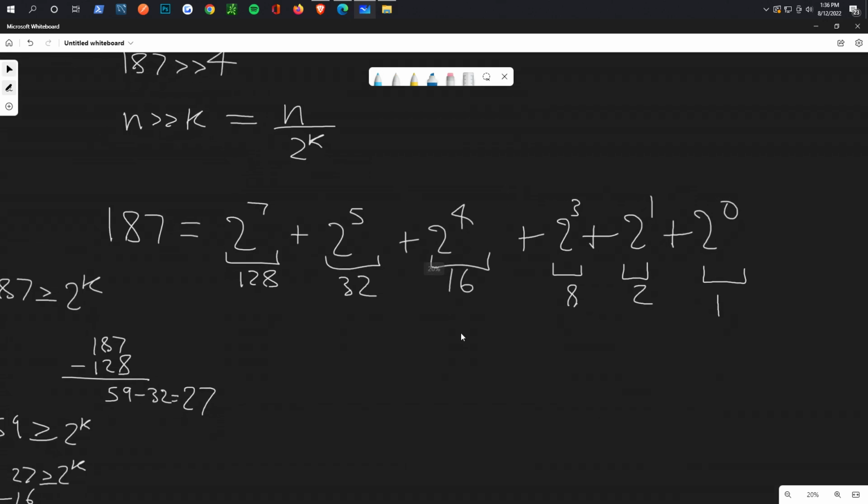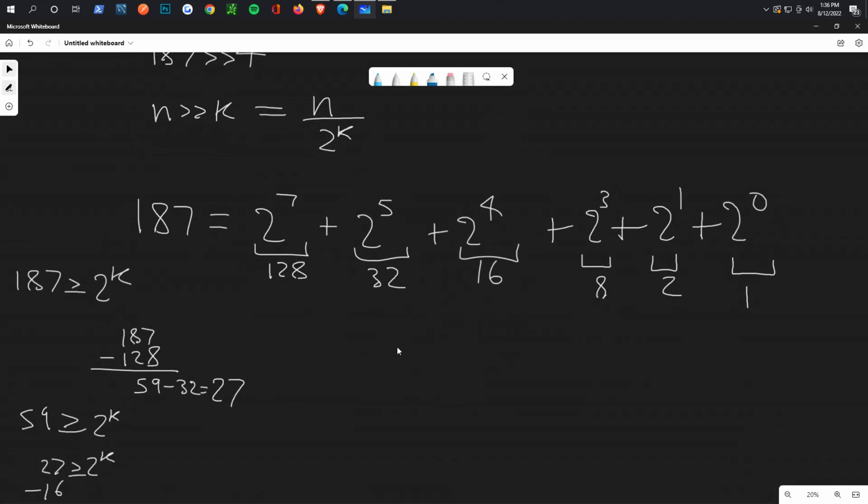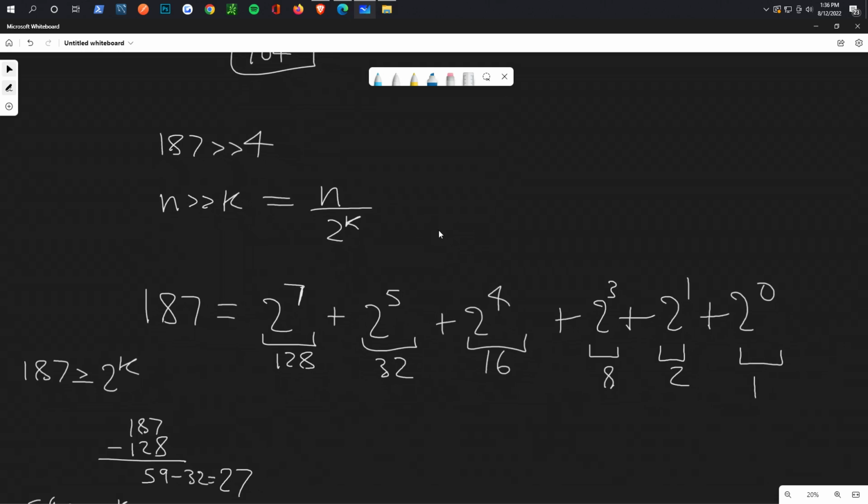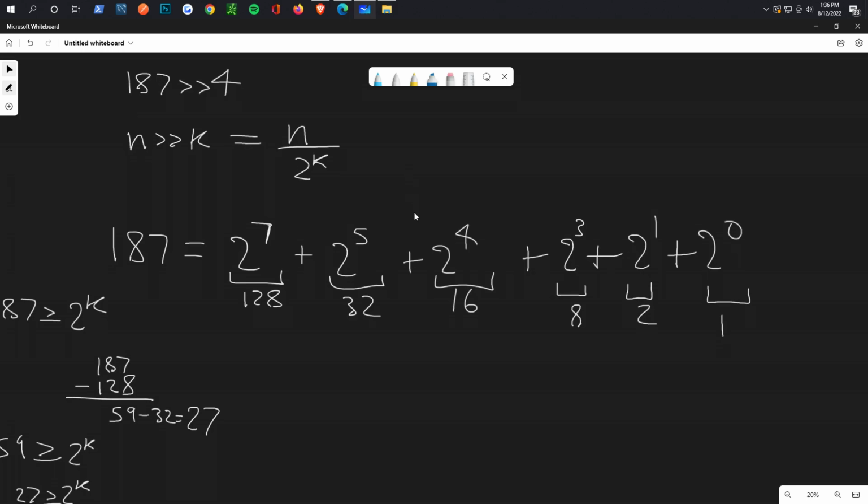Okay, so now that we've done that, we're shifting to the right by 4. So this is actually really easy to do. Normally you might have to calculate or put it into binary, but the easiest way of doing this is the following. You're going to take your k and just subtract every power by 4.